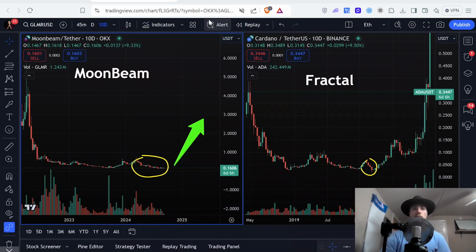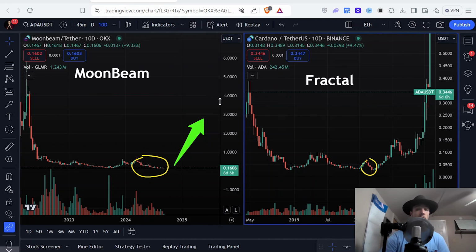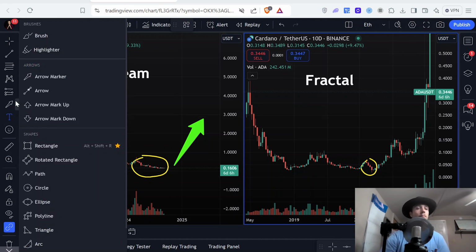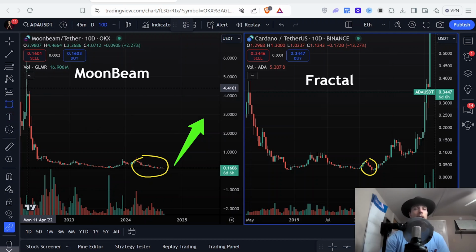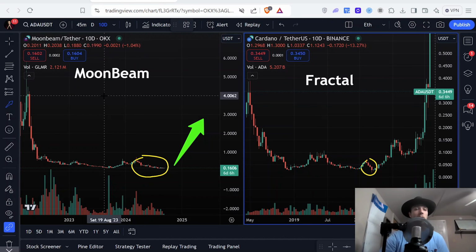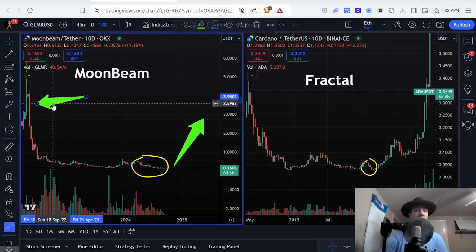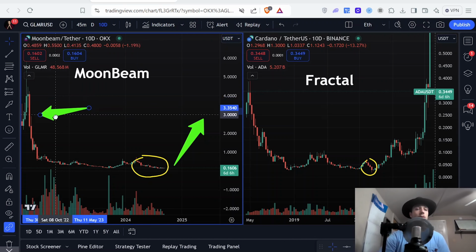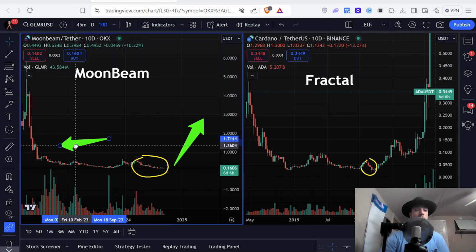All right, you guys, so we're starting off here with Moonbeam on the 10-day candlesticks, and we're also comparing it to a previous crypto market cycle that looks very similar to Moonbeam. As you can see, Moonbeam actually did the same market cycle structure as the chart on the right, which is Cardano back in the day. Both of these charts had a large correction at the very beginning right here, where the value dropped significantly and volume started to pick up.